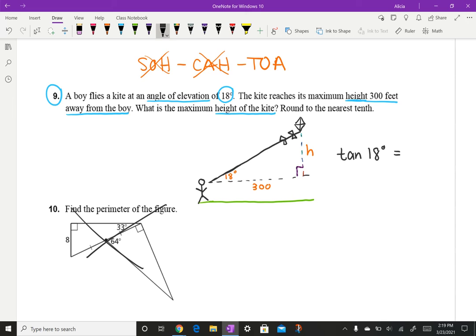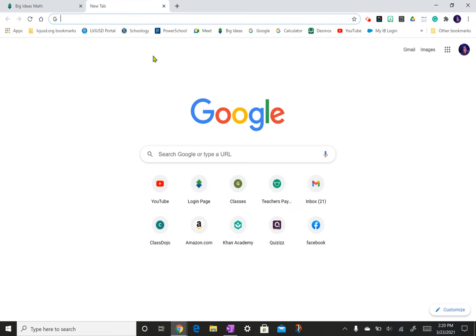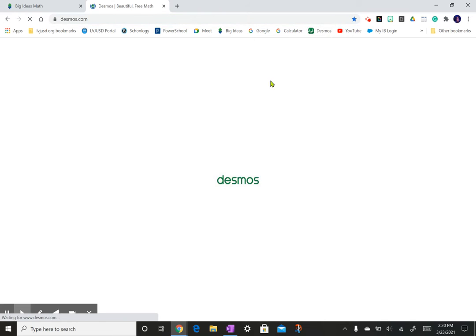Okay. So we have tangent 18 degrees. Okay. And then we're going to do opposite leg over adjacent leg. So that's going to be h over 300. So when I go ahead and cross multiply, so putting this over 1, remember this sticks together. 1 times h is h, and then it's going to be 300 times tangent 18. And then I'm going to go ahead and go to desmos.com and put this into the calculator.